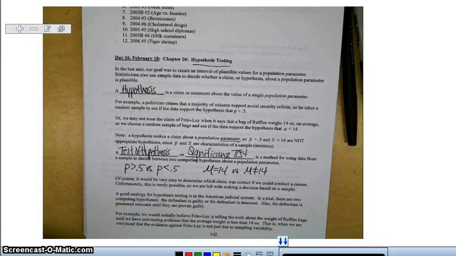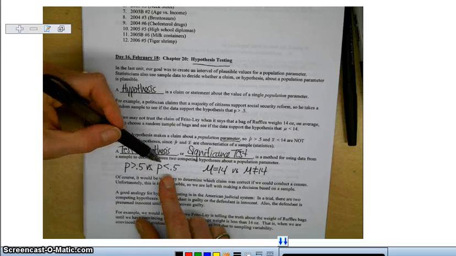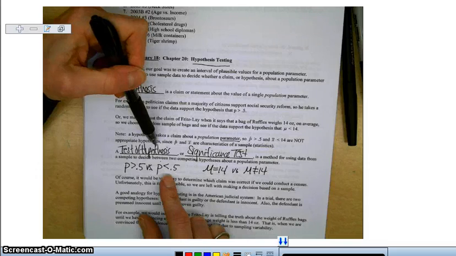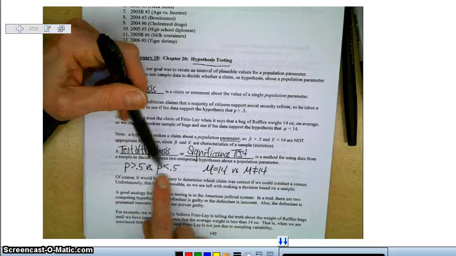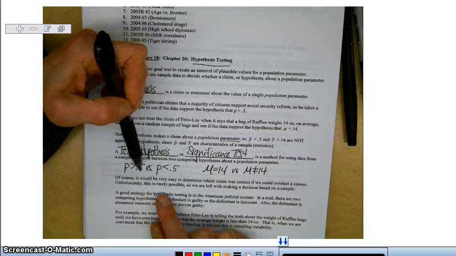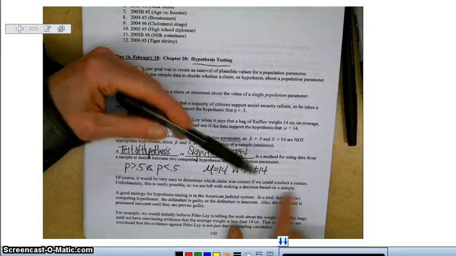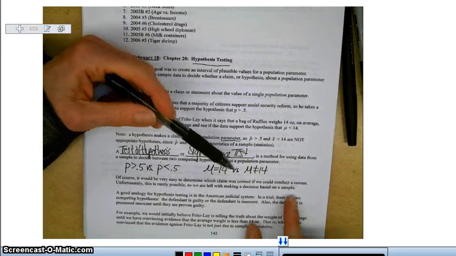So you are going to be making a decision. You're going to make a hypothesis, an alternative hypothesis. Then you're going to do a test of significance or a hypothesis test using your data from a sample and make a decision on which one of these is more likely to be the truth. So, of course, it would be very easy to determine which claim was correct if we could conduct a census. Unfortunately, this is rarely possible, so we're left with making a decision based on a sample.